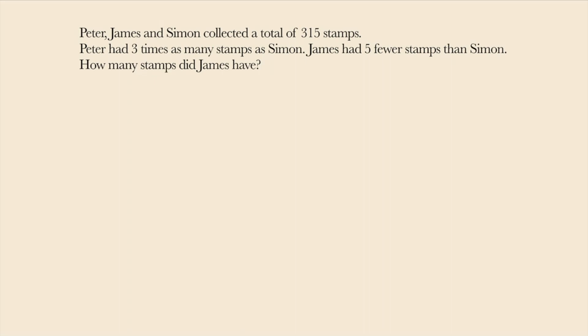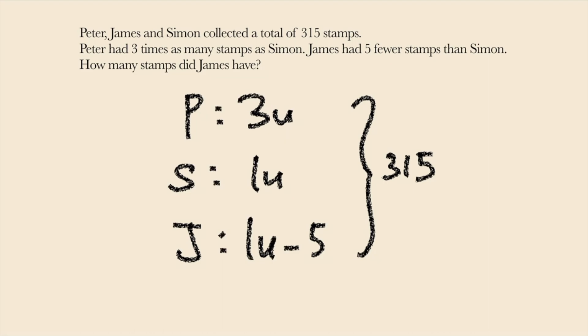Peter, James, Simon collected a total of 315. Nothing useful as yet. Peter had 3 times as many as Simon. So we can do something about that. We can say Peter, 3 units. Simon, 1 unit. Now James had 5 fewer than Simon. So whatever Simon had, James had 5 fewer. That's James, 1U minus 5, totaling up to 315.